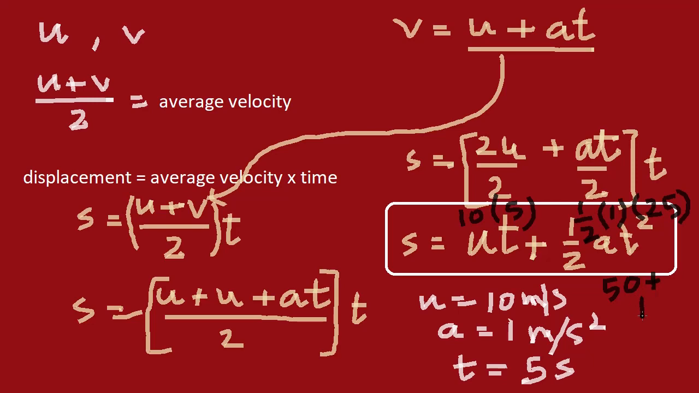So 50 plus 12.5, if you add, your answer becomes 62.5 meters. That is the displacement of the body, and we have calculated it successfully using the second equation of motion. So we have gone through two equations of motion very successfully, and we are ready to go through the third equation of motion, which we shall look up after a short break.